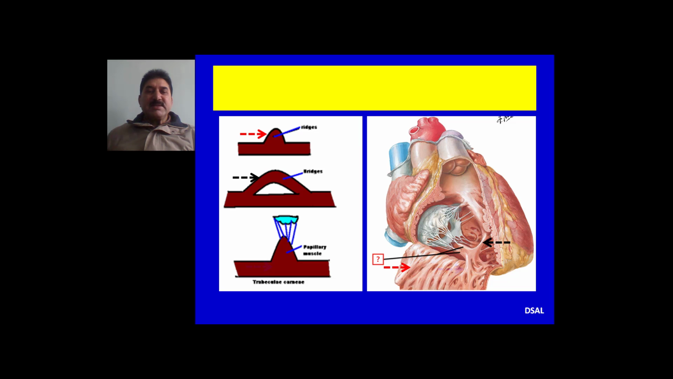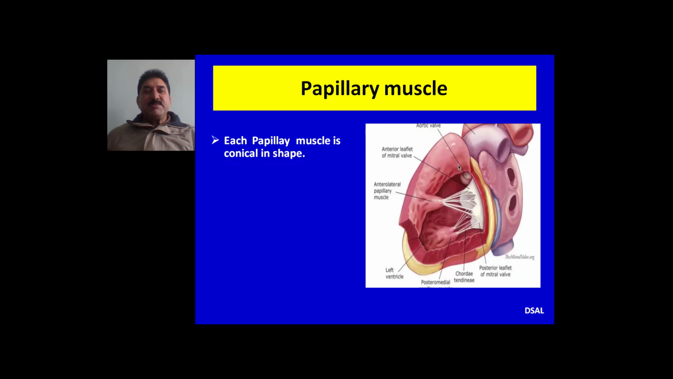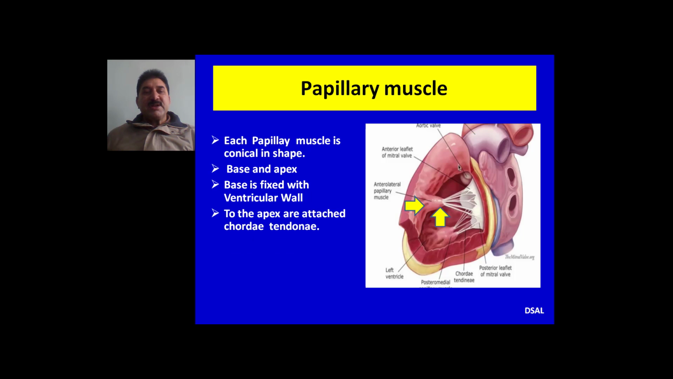Papillary muscles are conical-shaped structures with a base and an apex. The base is fixed to the ventricular wall, whereas to the apex are attached chordae tendineae, as shown in this figure. So what are papillary muscles? Each papillary muscle is conical in shape. It has a base and an apex. The base is fixed with the ventricular wall. To the apex are attached chordae tendineae. On the other hand, chordae tendineae are attached to the free margin of the cusp.